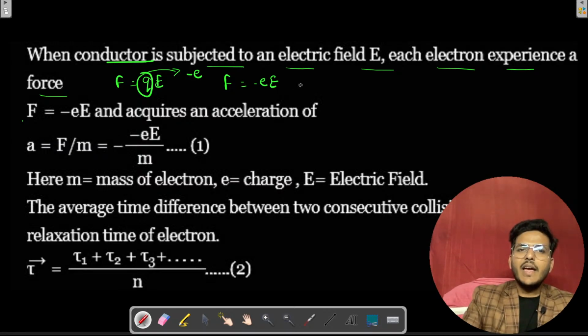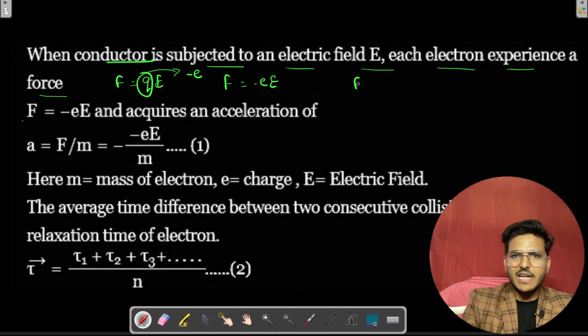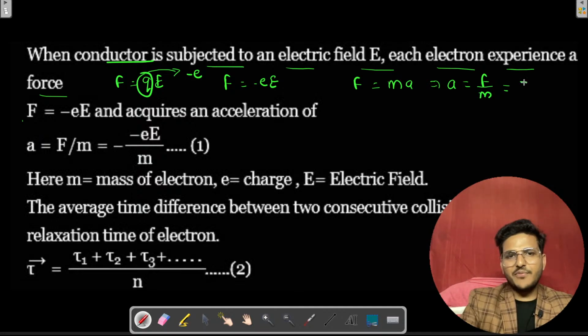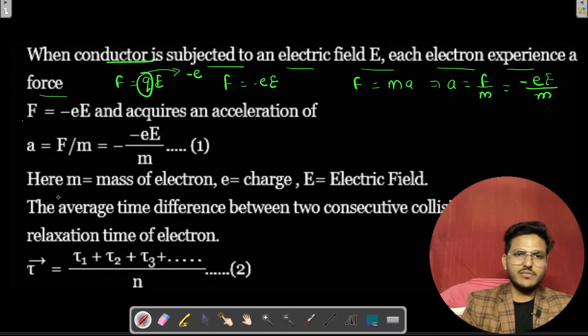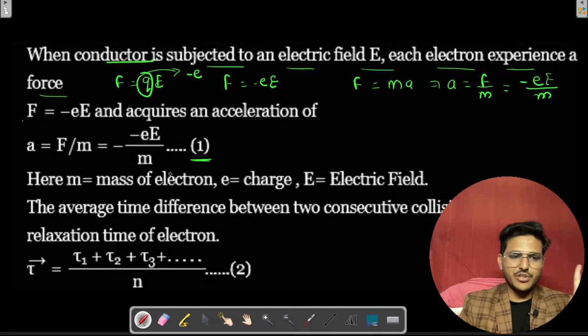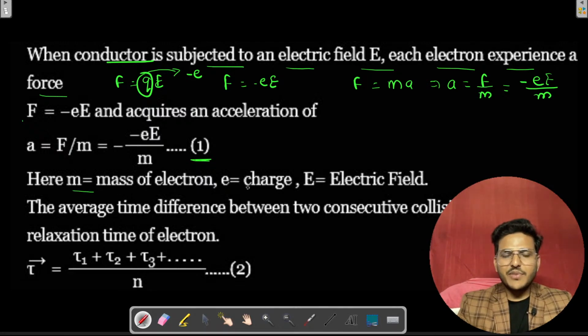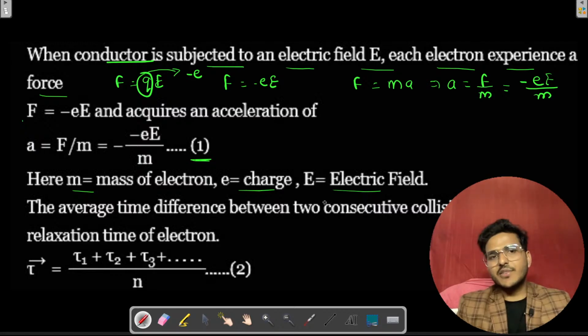If I'm talking about the acceleration, as you know that F equals ma. And what about a? a is basically F upon m. So just put F as negative eE, so a equals negative eE upon m. Now, let this be the first equation. Here m is the mass of the electron, e is the charge, and E is the electric field.